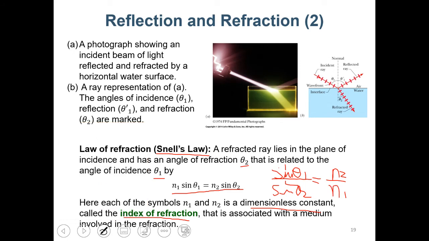N2 over n1, or actually it should be something like c1 over c2. So actually in the air, the speed of light is c, which is 3 times 10 to the 8, and in the water, the speed of light becomes slower. So this is smaller. So you can see that this angle is larger in the air and smaller in the water. Something like that.